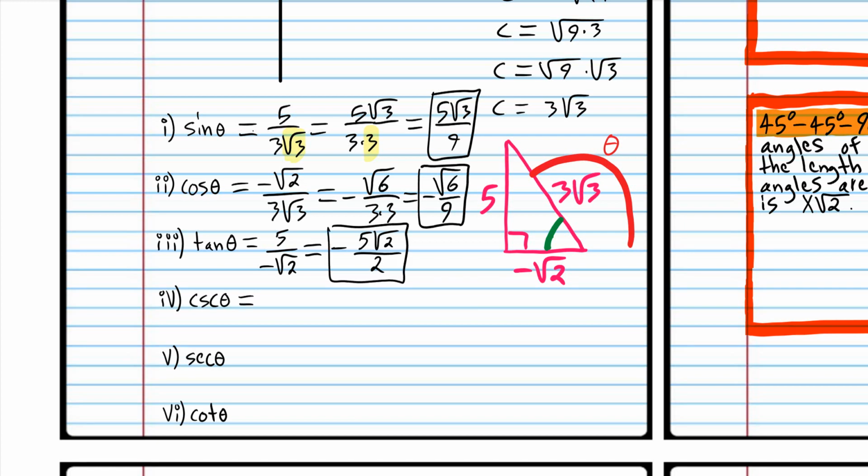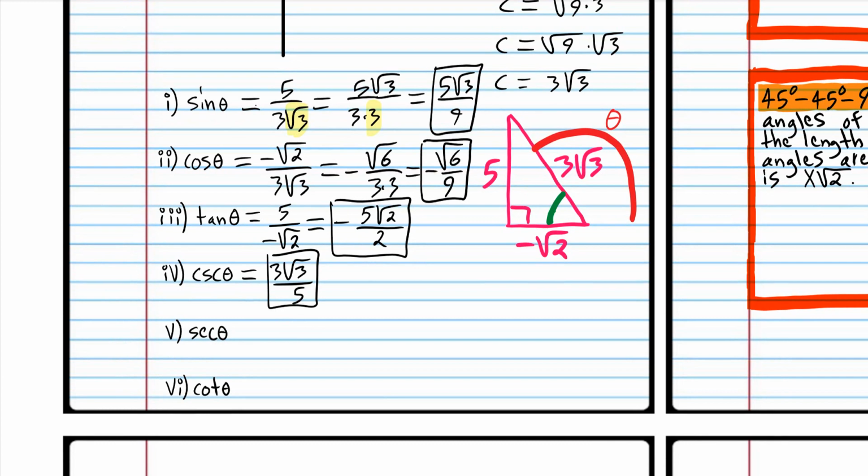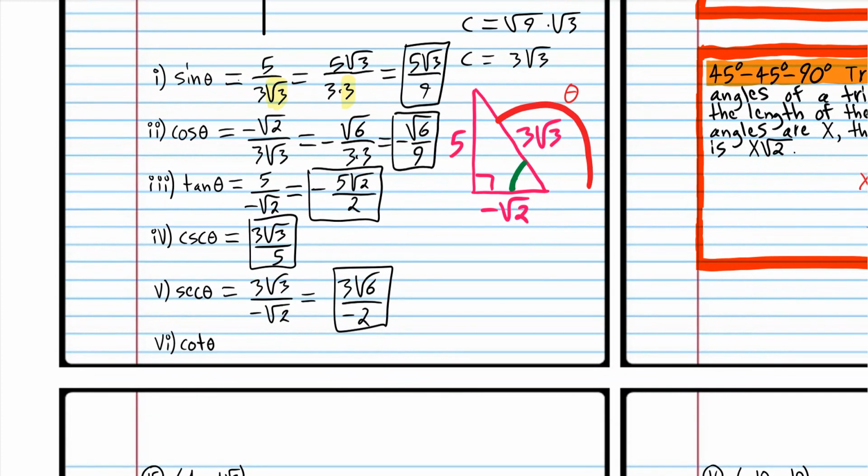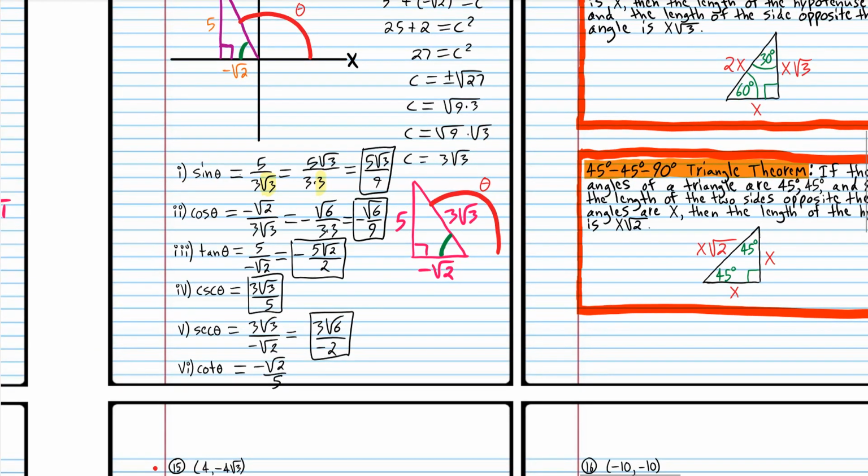Cosecant theta is the hypotenuse divided by the side opposite the green reference angle. Secant theta is the hypotenuse divided by the side adjacent the green reference angle. Multiply both sides by root 2 and I get 3 root 6 over 2, negative 2. And cotangent is the side adjacent the green reference angle divided by the side opposite the green reference angle.